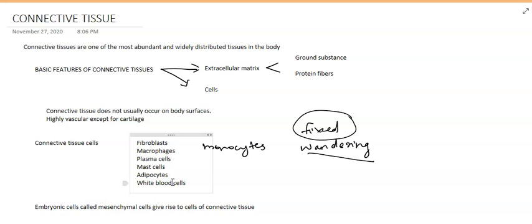Then next is the white blood cells. White blood cells are not found in significant numbers in normal connective tissue. However, in response to certain conditions, they can migrate from blood into the connective tissue. For example, neutrophils gather at sites of infection, and eosinophils migrate to sites of parasitic invasions and allergic responses. Blood is also another type of connective tissue. It is a fluid type of connective tissue.